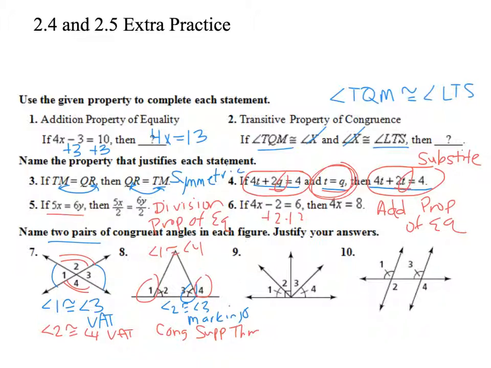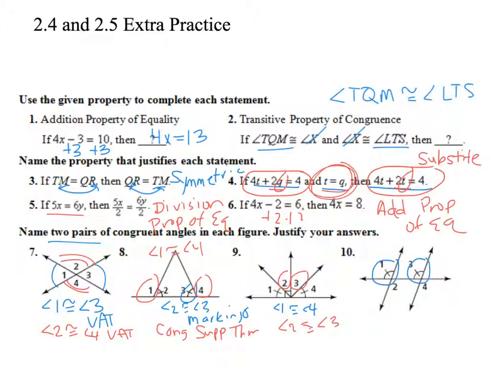Number 9 is similar. I know that angle 1 is congruent to angle 4 by markings, and I also know that angle 2 has to be congruent to angle 3. That's by the congruent complements theorem. Congruent complements theorem.